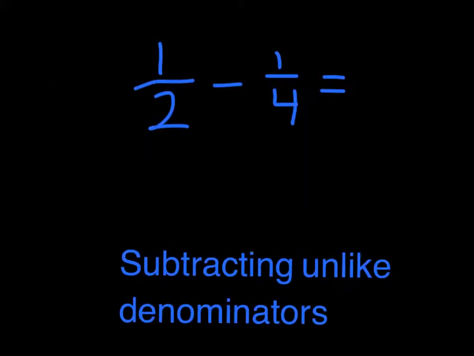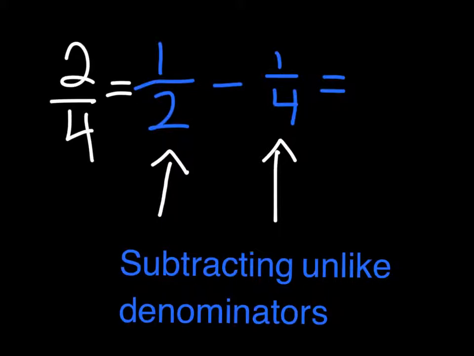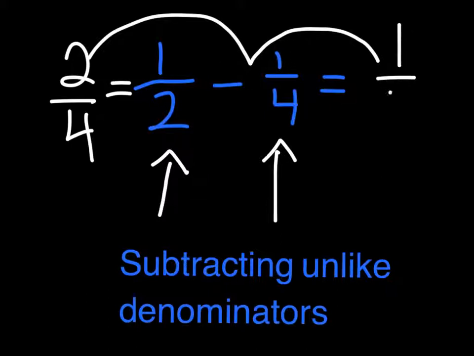When you subtract unlike fractions, you have to find equivalent fractions with the same denominators. So in 1/2 minus 1/4, 1/2 is equivalent to 2/4. So 2/4 minus 1/4 equals 1/4.